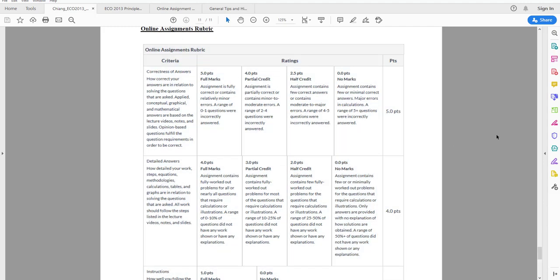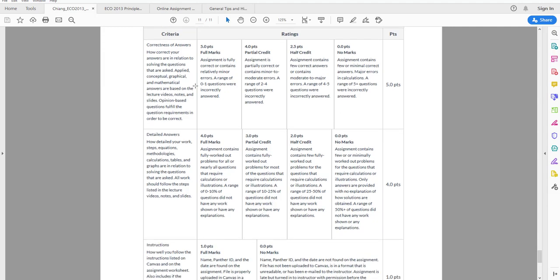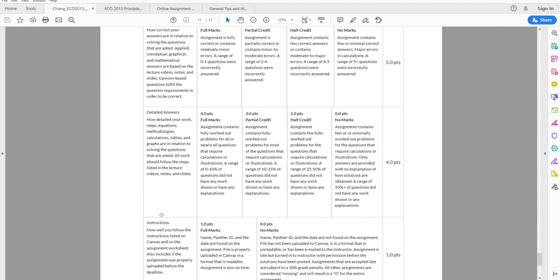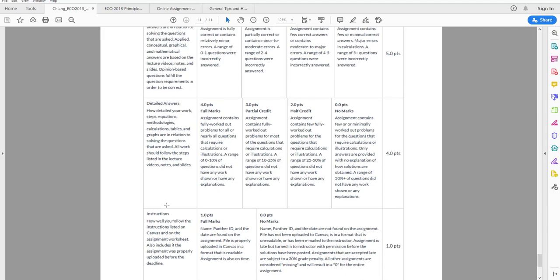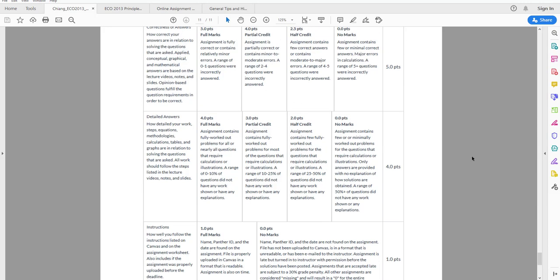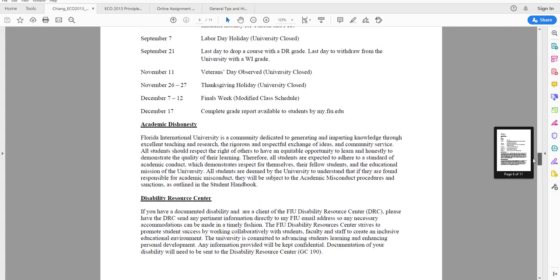You can go ahead and take a look at this, but this is exactly how the 10 points for all of these assignments are going to come into play: how correct your answers are, how detailed your answers are, and how well you follow instructions. So basically this is the rubric of how the assignments are going to be graded.